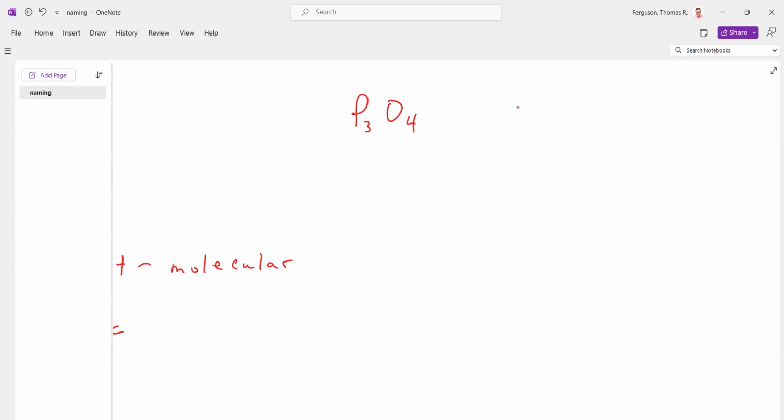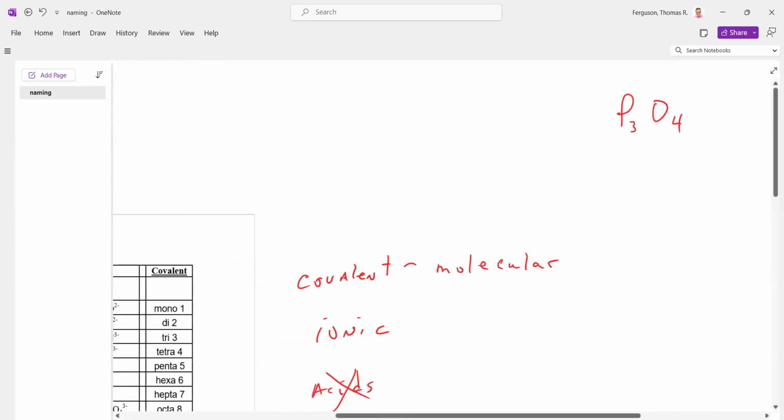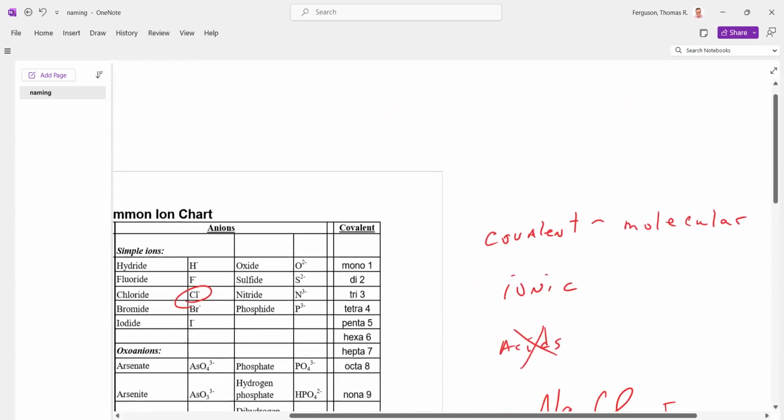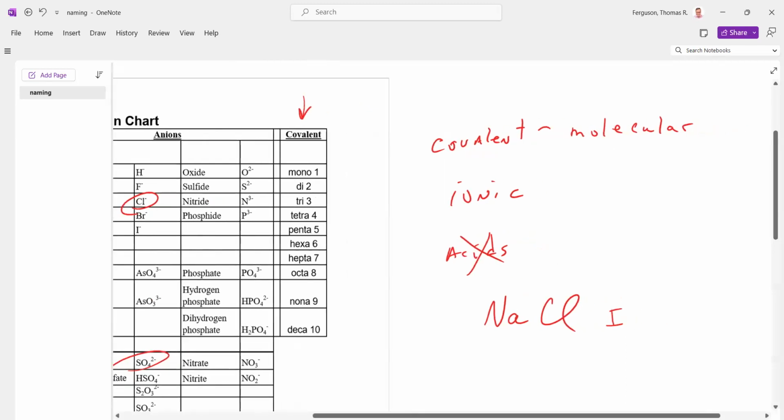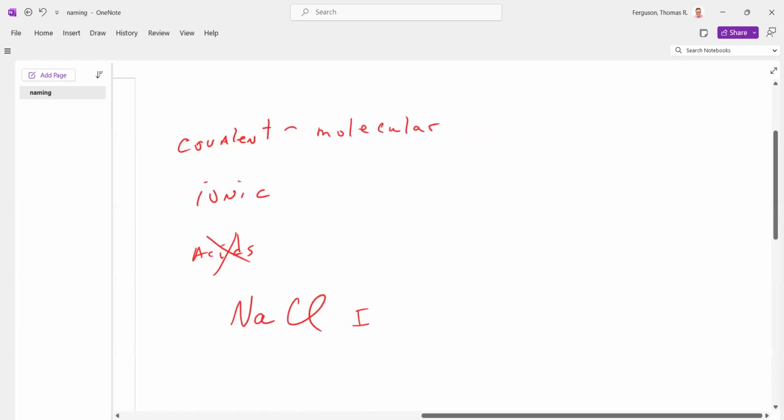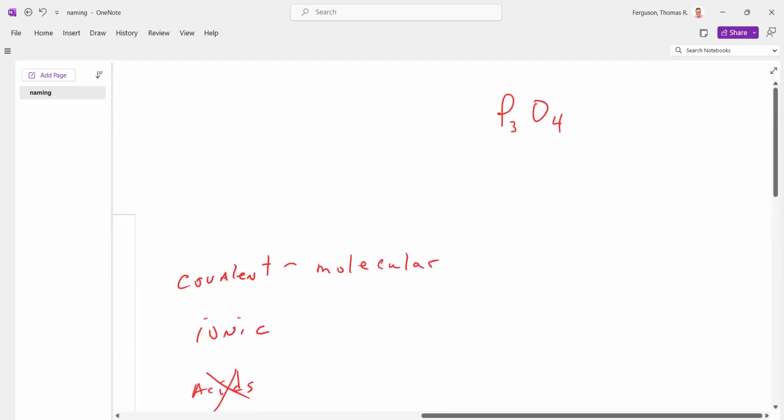So how do we name this guy? We're going to be using these prefixes right here. Mono, di, tri, etc. Now, the reason why we have to name those is because there's no charge involved. Because with ionic, the charges determine how many of each you have to balance. But because we don't have any charges involved, we have to actually tell it how many we have.